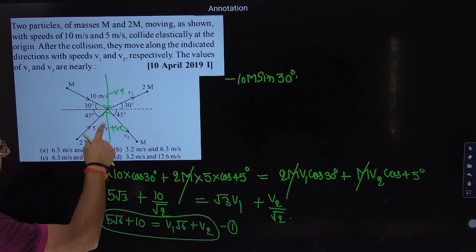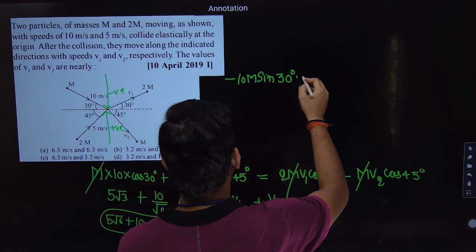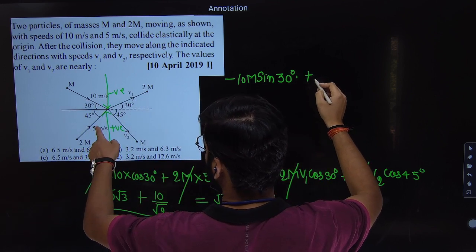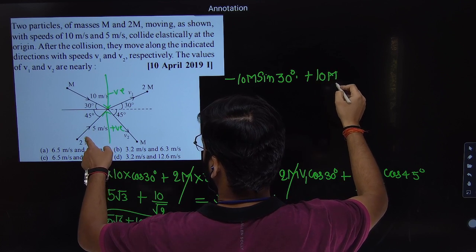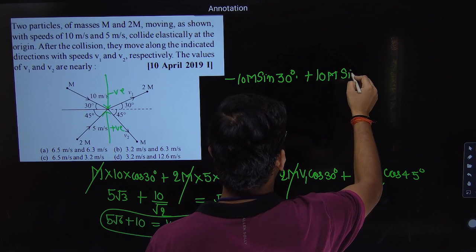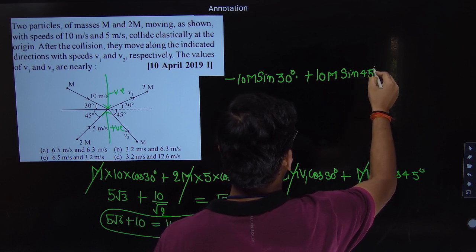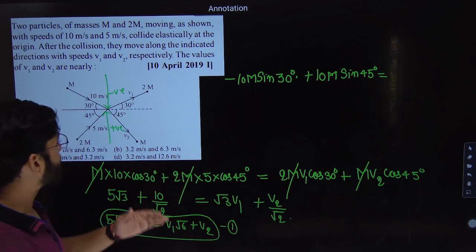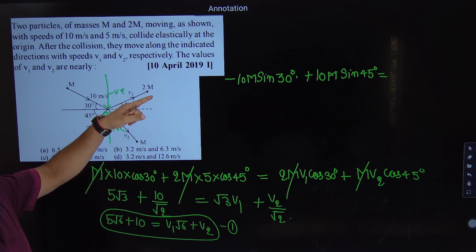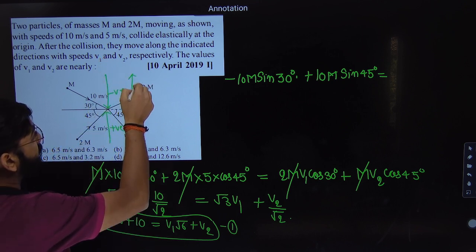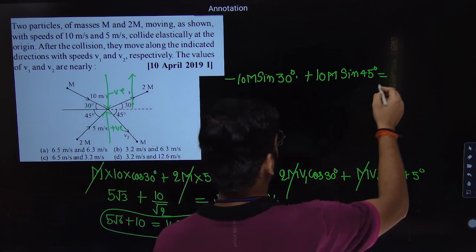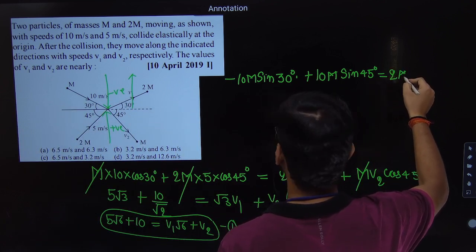So this will be plus or minus? Minus. This will be plus. So what will you write? 2m into 5, 10m sine 45 equals to. See, the component of this arrow is like this, so it will be what? Upward. So this will be 2m. What is the velocity?